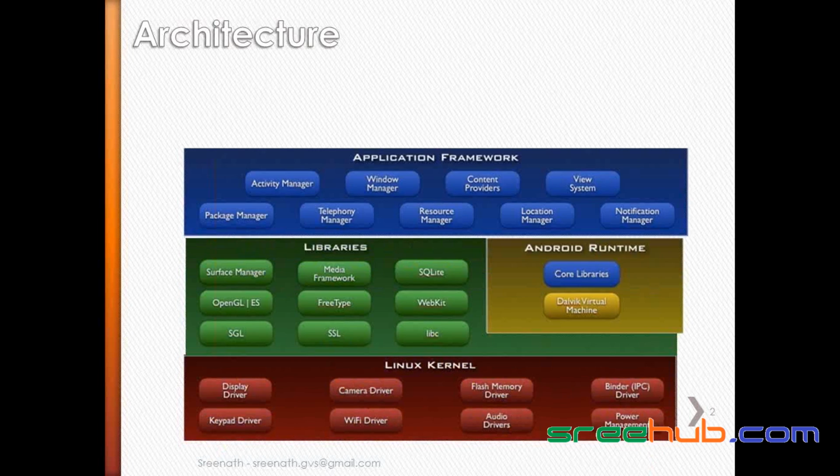Then you have a big layer here, which is the application framework. From here on, the complete Android framework is written in Java. You have your activity manager. An activity, as I said in our previous class, is what we call each and every form in Android. We never call it a page or a window or anything else. We should call it an activity.